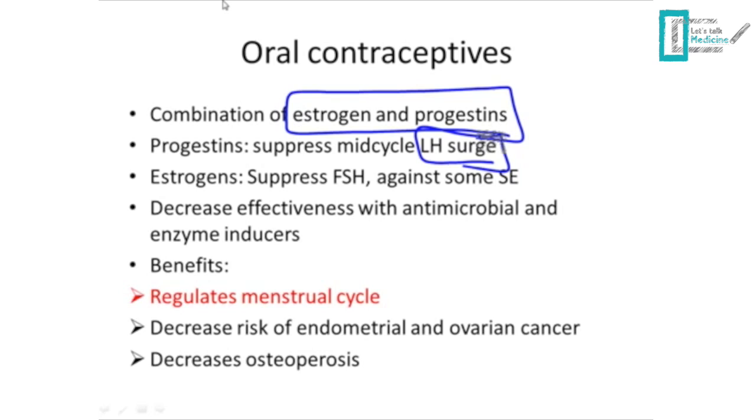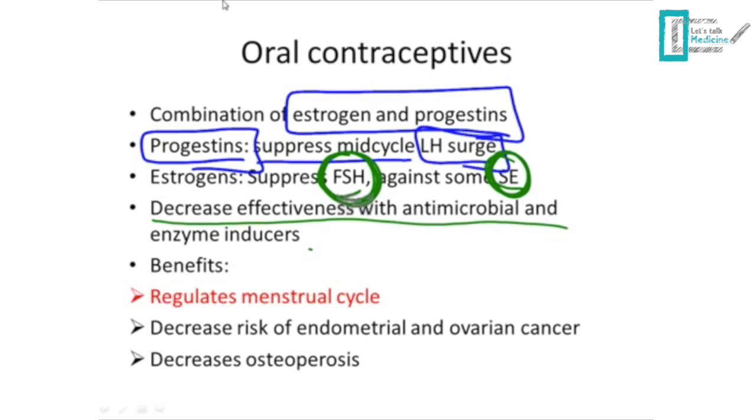Okay, so if we have progestin or progesterone, this will suppress the mid-cycle LH surge. What about estrogen? Estrogen will suppress FSH. If we don't have FSH, no follicle will grow. If no follicle grows, no oocyte. Okay, plus it helps us with some of the side effects of the progestins. Okay, now decreased effectiveness: some antimicrobial drugs and enzyme inducers decrease the effectiveness of oral contraceptives.